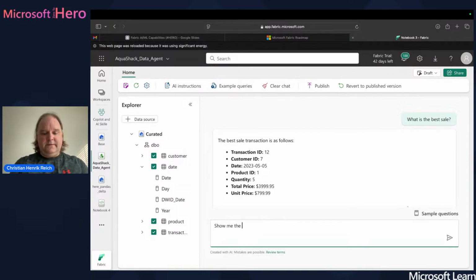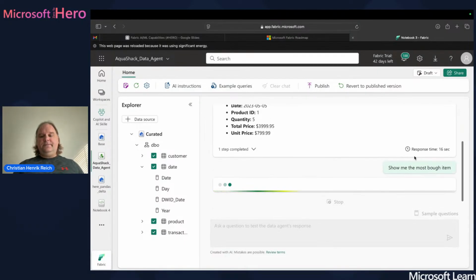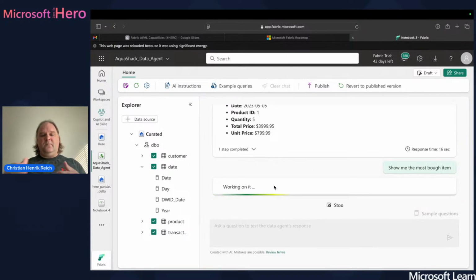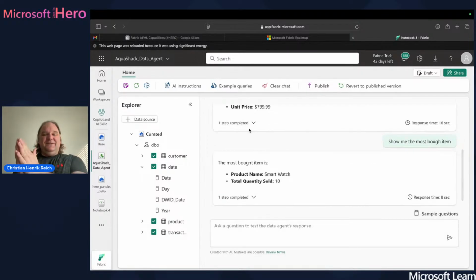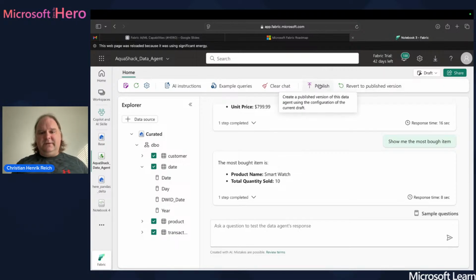Show me the most bought item. So this interface is just a test to see how it works. I can do much more than this, but what I can do is expose an API endpoint for the rest of the world, and they can access the API endpoint and use this text interface to retrieve data. You can see there's a publish that will give the endpoint and so forth.